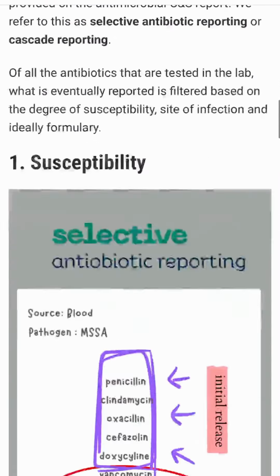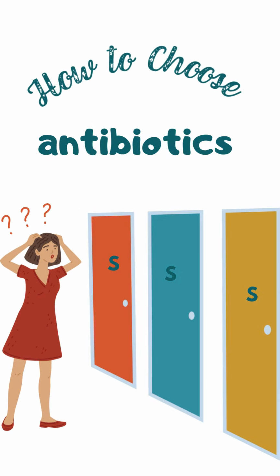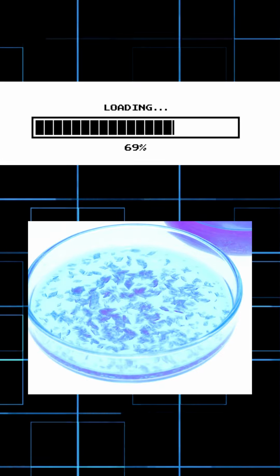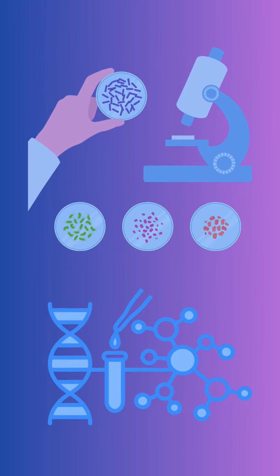Let's talk about how to choose the most appropriate option from the susceptible antibiotics listed in the report. It can take 48 to 72 hours for the C&S results to finalize. In the meantime, you can use the gram stain and PCR results to guide therapy.